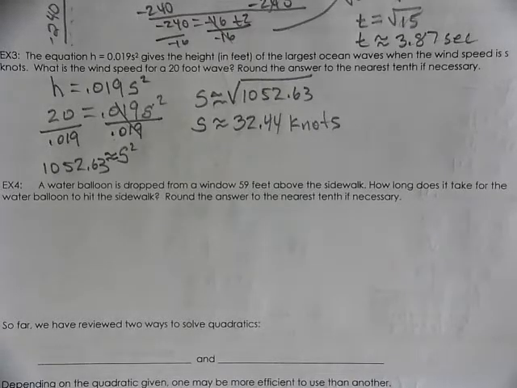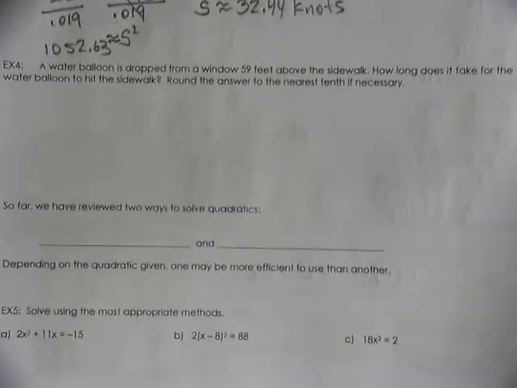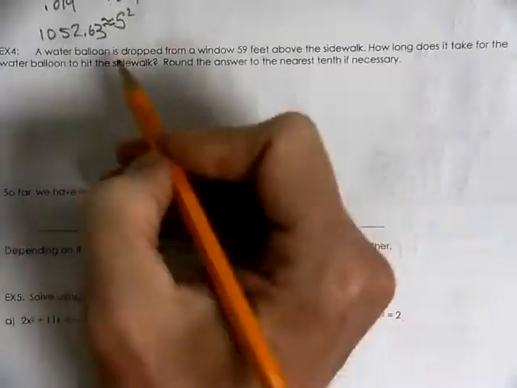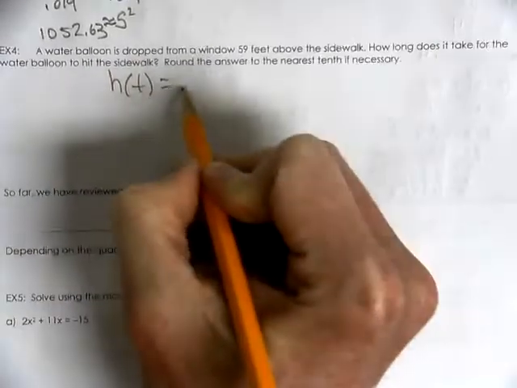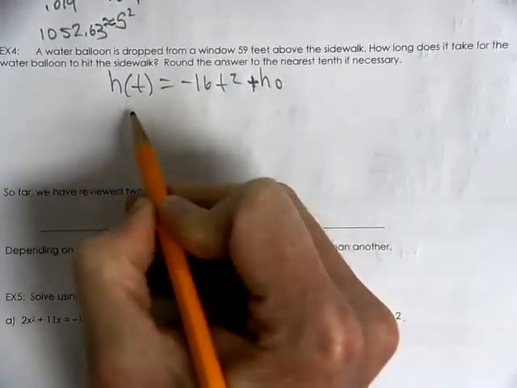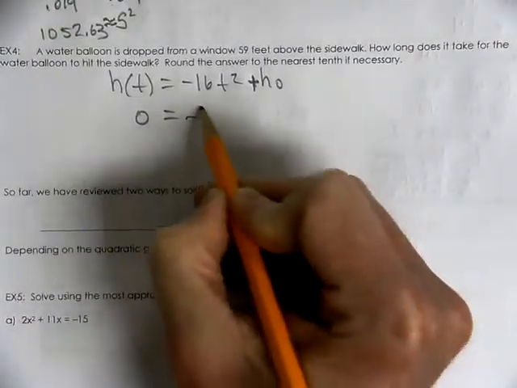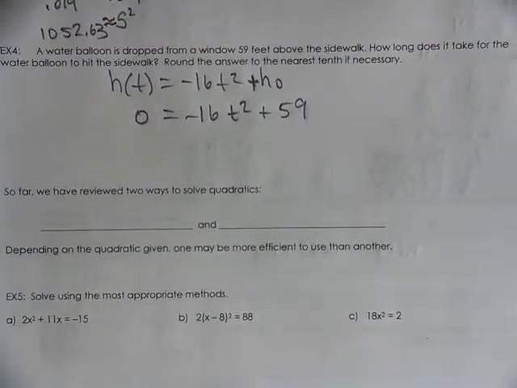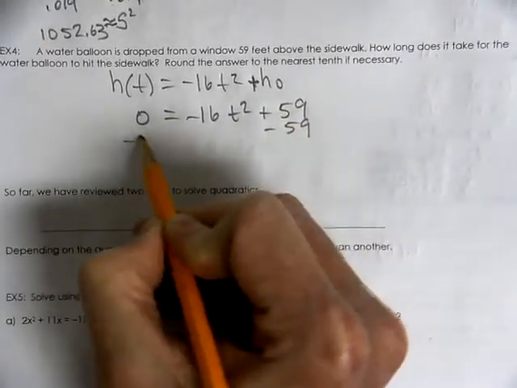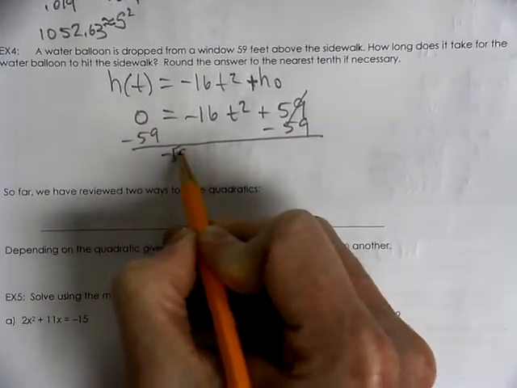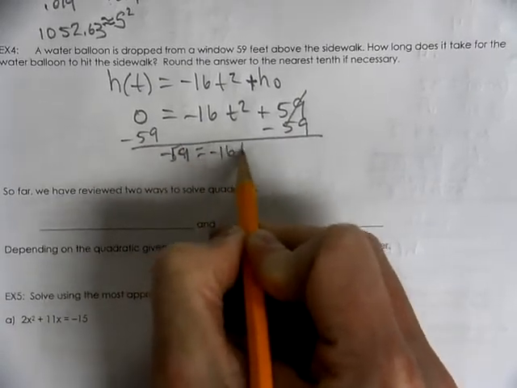All right, our last one with these types of examples. A water balloon is dropped from a window at 59 feet. How long does it take it to hit the sidewalk? Well, h of t equals negative 16 t squared plus h of 0. The sidewalk is going to be at a 0 height. Your gravity is not changing. You're at a height of 59. So we move this 59 to the other side, so you have negative 59 equals negative 16 t squared.